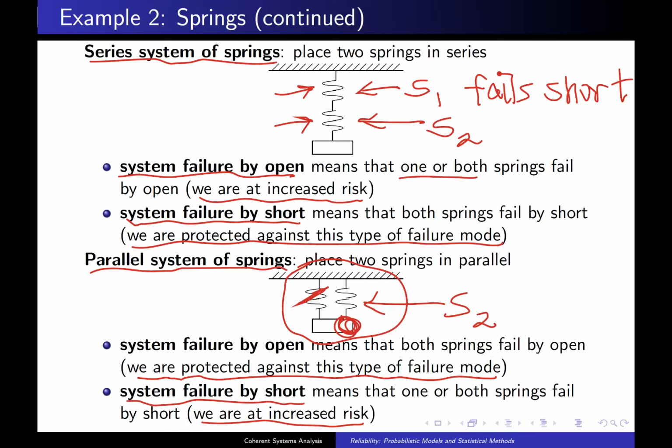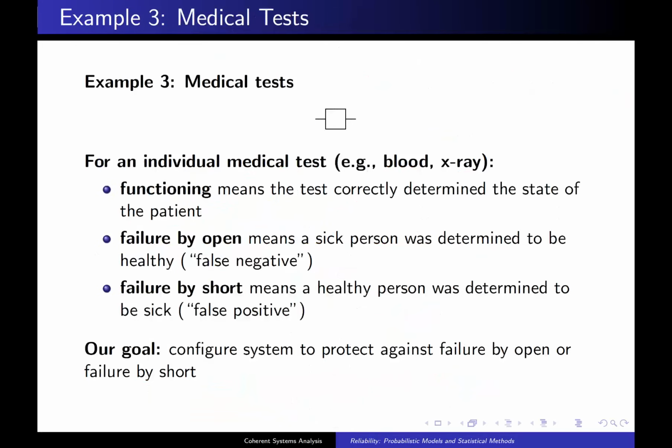So we've done an electrical system with the diodes, we've done a mechanical system with the springs, and here is one which is a little more abstract, no physical system here, medical tests. So this component right here represents a medical test. And what does functioning mean? That means the test correctly determined the state of the patient. So regardless if this is a blood test, x-ray, MRI, CAT scan, whatever, functioning means it correctly determines the state of the patient.